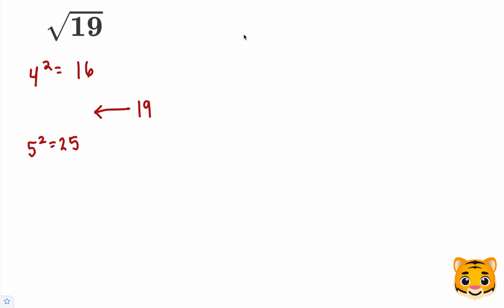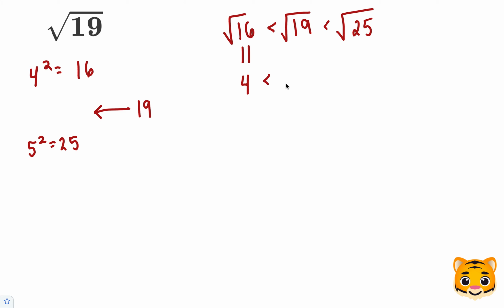Using this information, we can write the following inequality. 16 is less than 19, which is less than 25. Now we can take the square root of all the values in our inequality. The square root of 16 is 4, because 4 squared is equal to 16. The square root of 25 is 5, because 5 squared is 25.